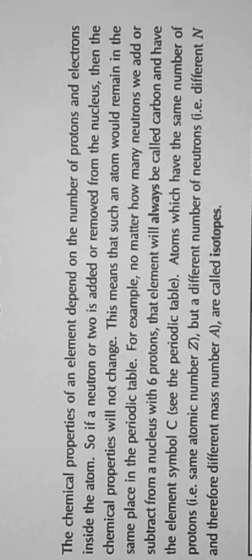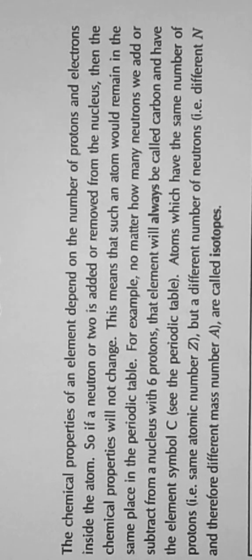Atoms which have the same number of protons, the same atomic number, but a different number of neutrons, and therefore a different mass number, are called the isotopes. So isotopes have the same atomic number but a different number of what? Of neutrons.